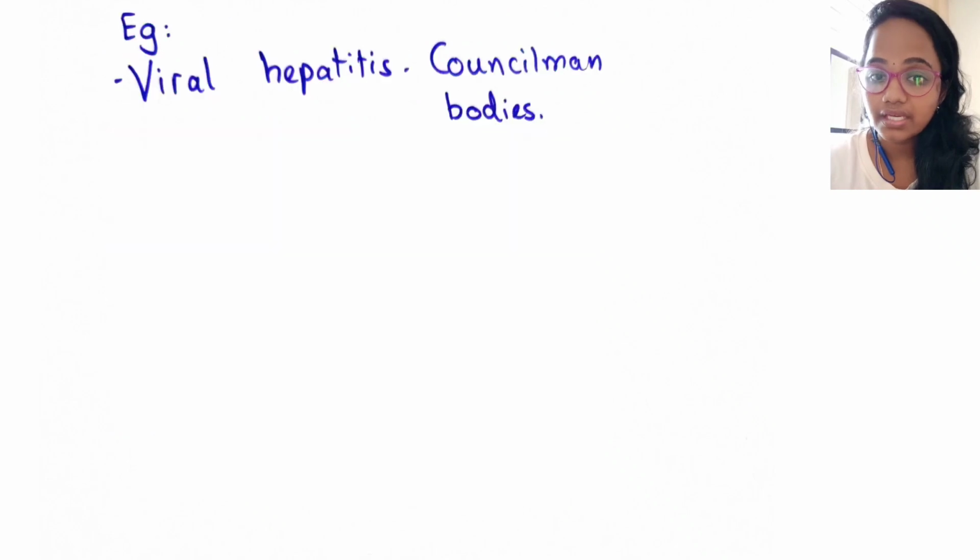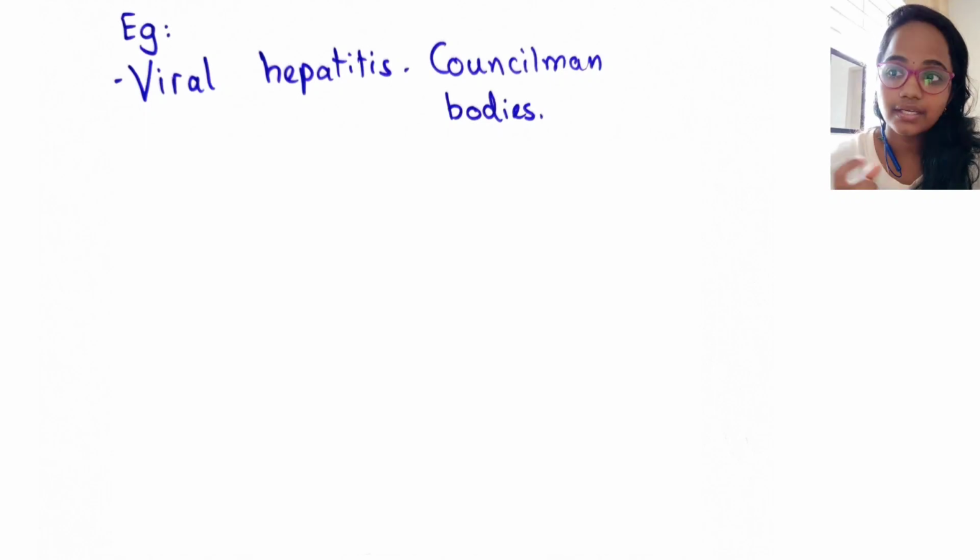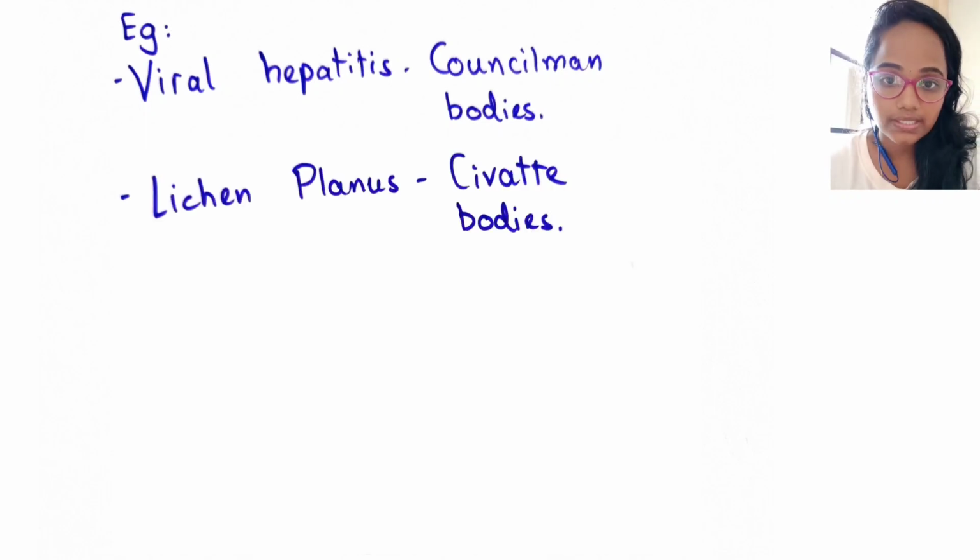Next, where is it seen? It is seen in viral hepatitis, where it is called Councilman bodies, and in lichen planus, where it is called Civatte bodies.